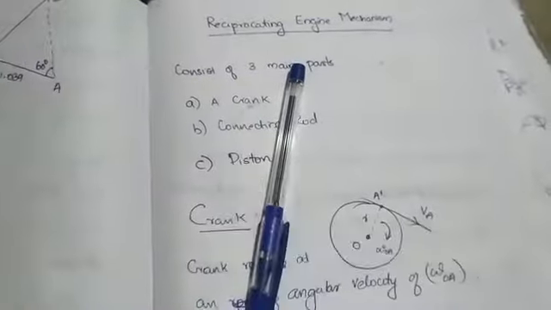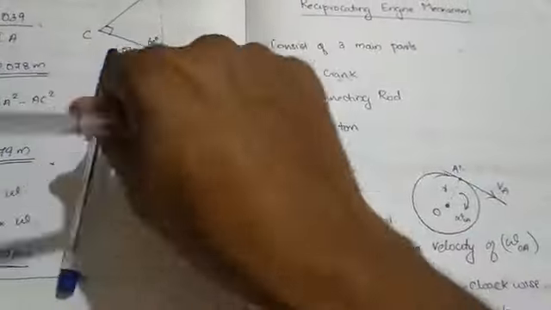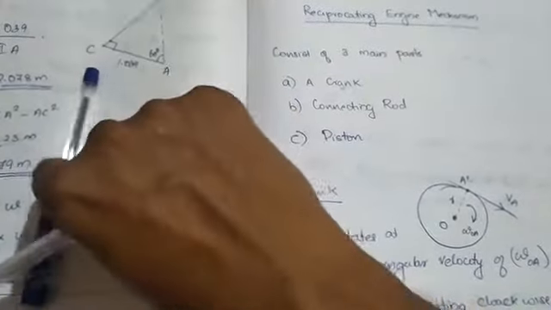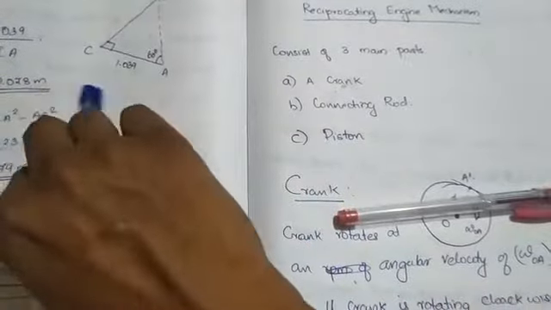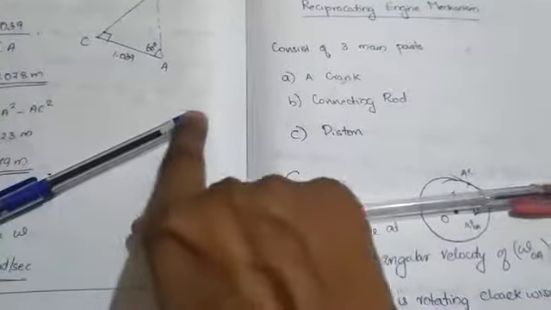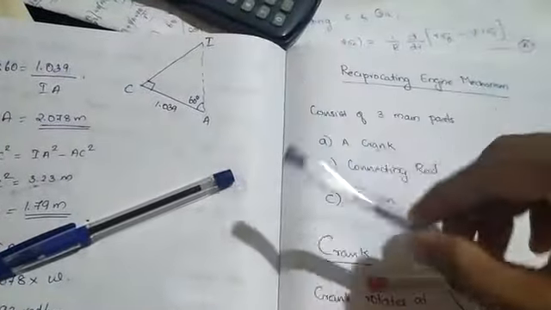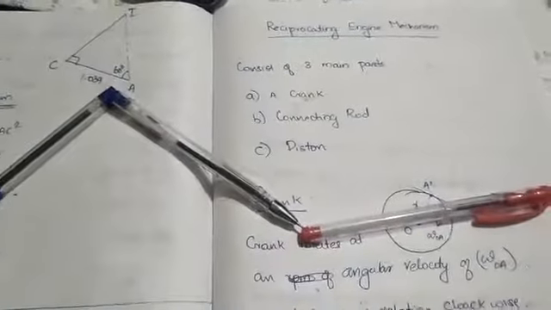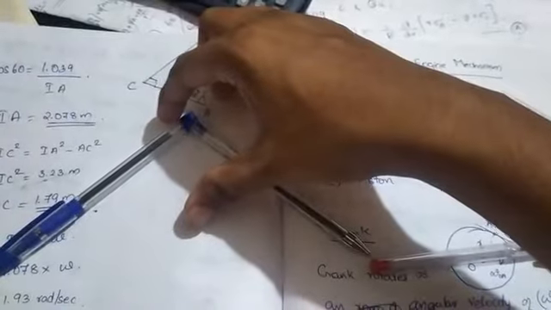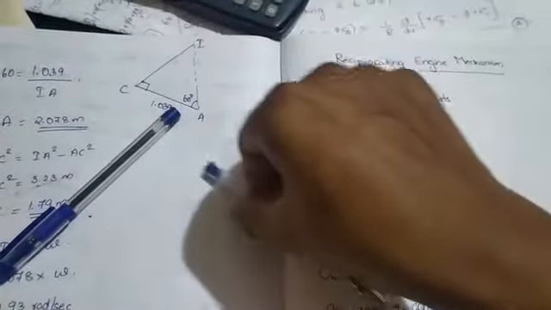And this crank is connected, say, from this point to a piston. See, if this is a crank which is rotating like this, and here you have a piston, and this crank is connected to the piston with the help of a connecting rod. So this is the arrangement, right? If the crank is rotating, what happens?